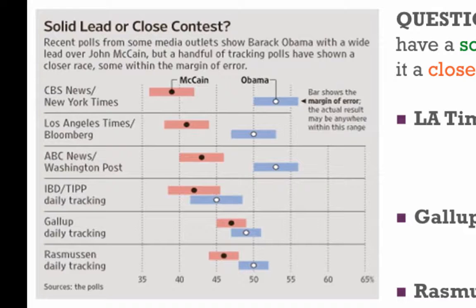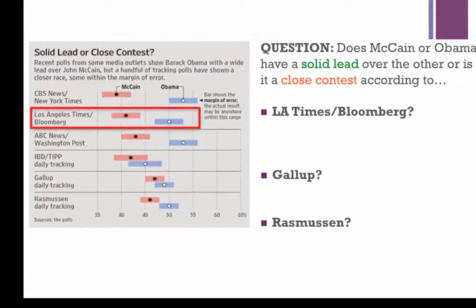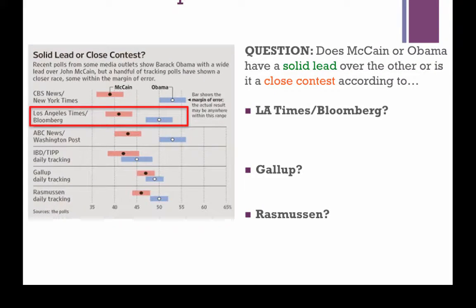Okay, so let's see if we were able to figure out if there was a solid lead between McCain or Obama, or if it was too close to call. So the LA Times and Bloomberg, we take a look here, we see McCain at a point estimate maybe about 41, lower limit as far as maybe 38, and an upper limit as high as 44, whereas Obama has about 50% of the vote, plus or minus, we can see, maybe as down as 47 and as high as maybe 53. So given this, Obama has a solid lead over McCain. There's no overlap of their confidence intervals.